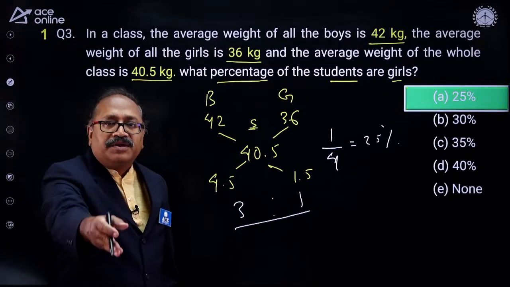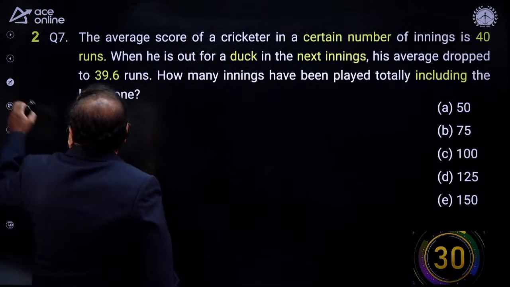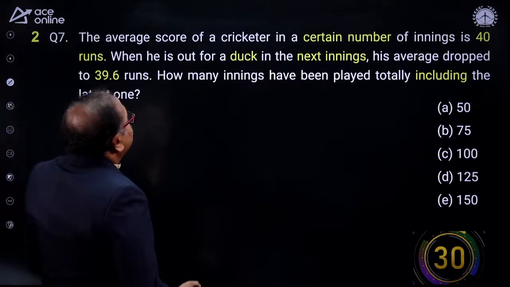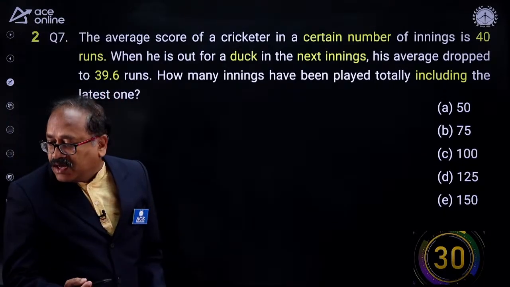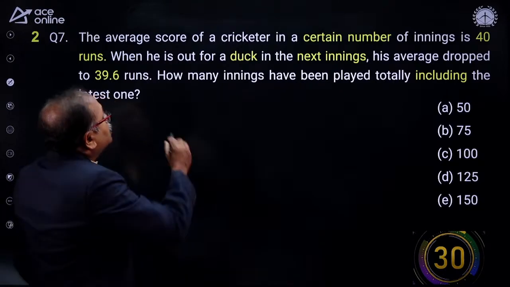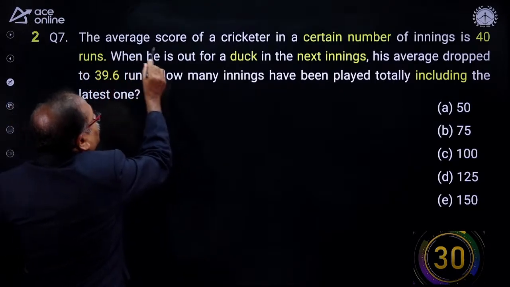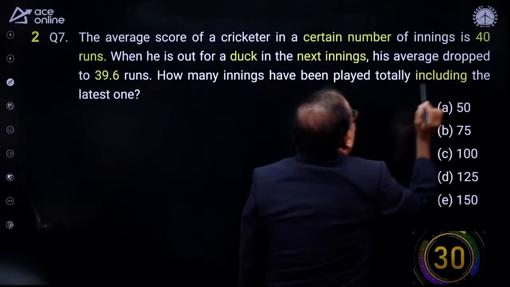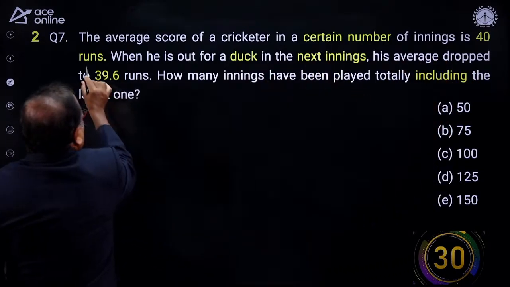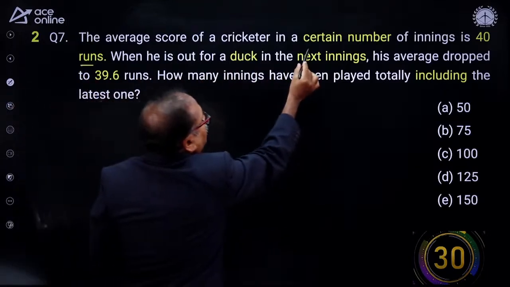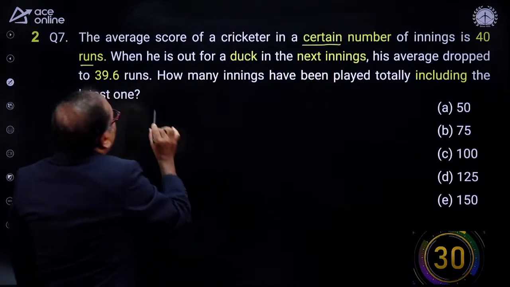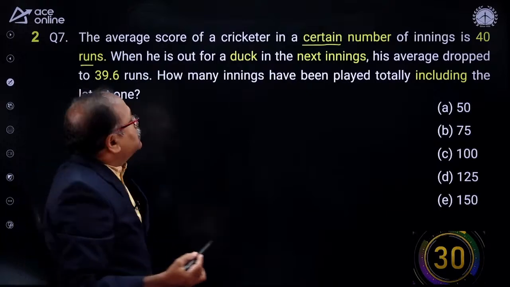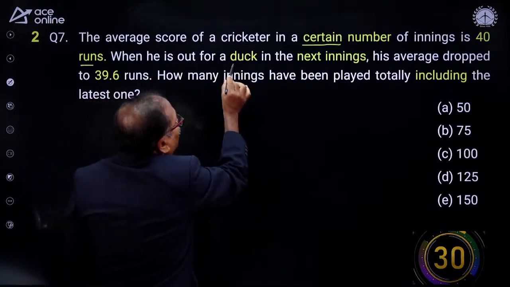Next question on the board here. Look at the question. Consider this as practice. If you know something like Anil knows this, consider this as practice. The average score of a cricketer in a certain number of innings is 40 runs. I don't know what the number of innings is, so I can consider the number of innings as n. And he is out for a duck.